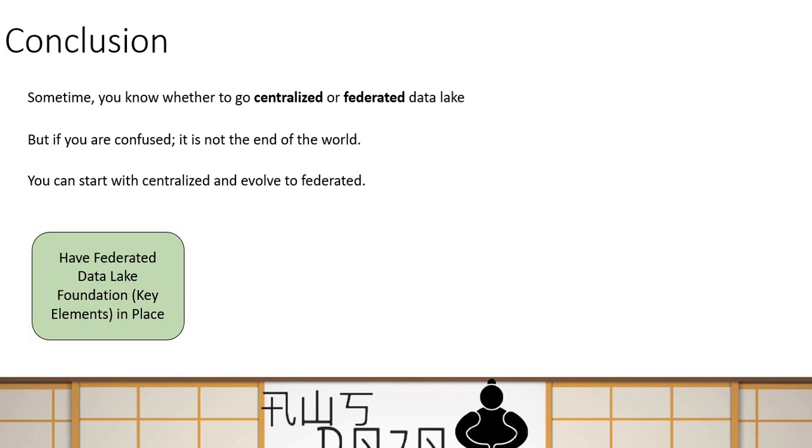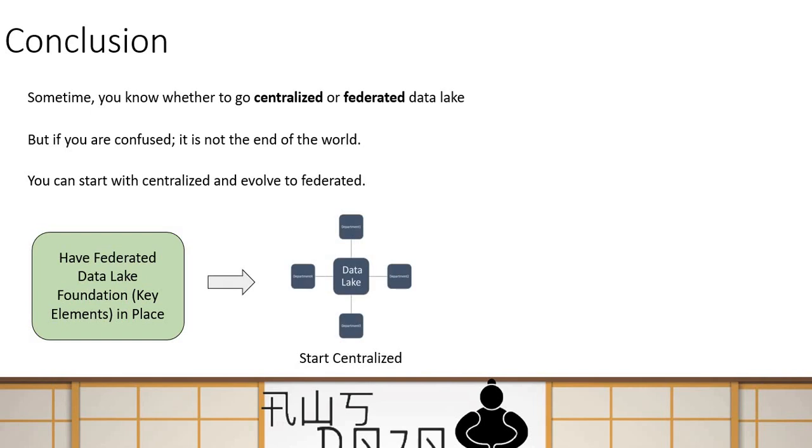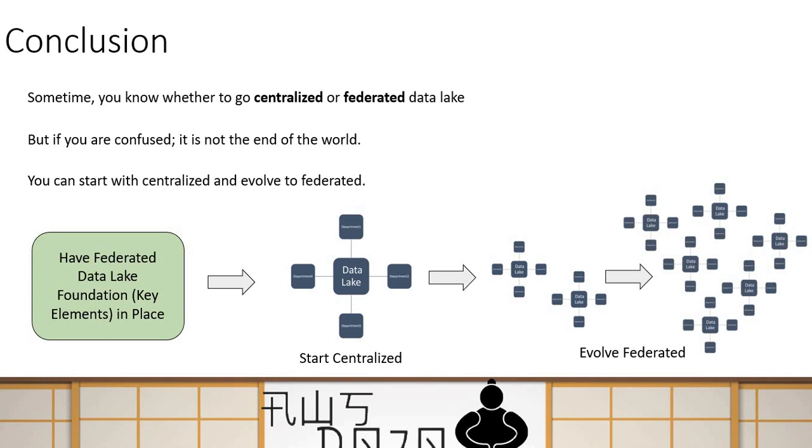So the key elements I talked about, having multi-account organization, single sign-on, using a template-based data lake, those foundations you need to have in the beginning, even if you're trying to start with centralized. So you have all those design elements and the foundation in place, and then you start with one data lake. Call it a centralized data lake, and then over a period of time, as your organization's needs evolve, you simply evolve to federated, become bigger and bigger.